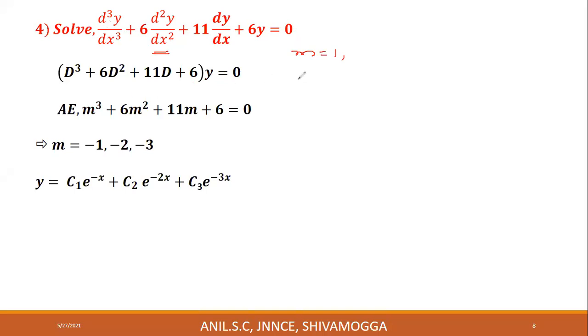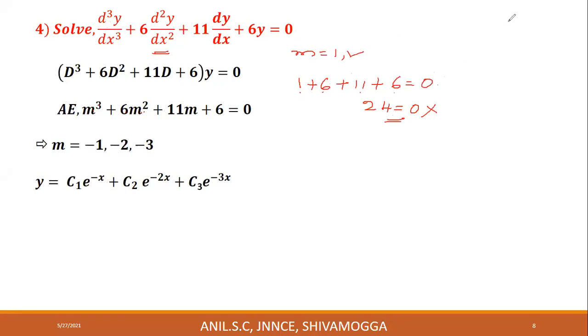1 cube is 1, plus 6 into 1 square is 6, plus 11 into 1 is 11, plus 6. This is equal to 0. Is this true? 1 plus 6, 7. 7 plus 11, 18, 24. 24 is equal to 0. Is this true? This is not true. Therefore, m is equal to 1 cannot be a root.